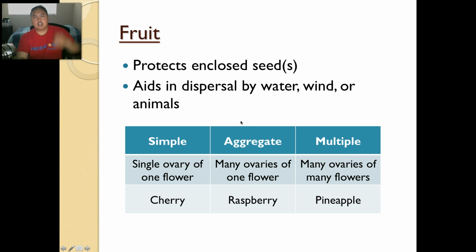How do these seeds get around? Obviously, plants just can't go around and pass their seeds around. So it has to be either water, wind, or when animals eat it and then poop it out. That's another way in which they transfer the seeds.